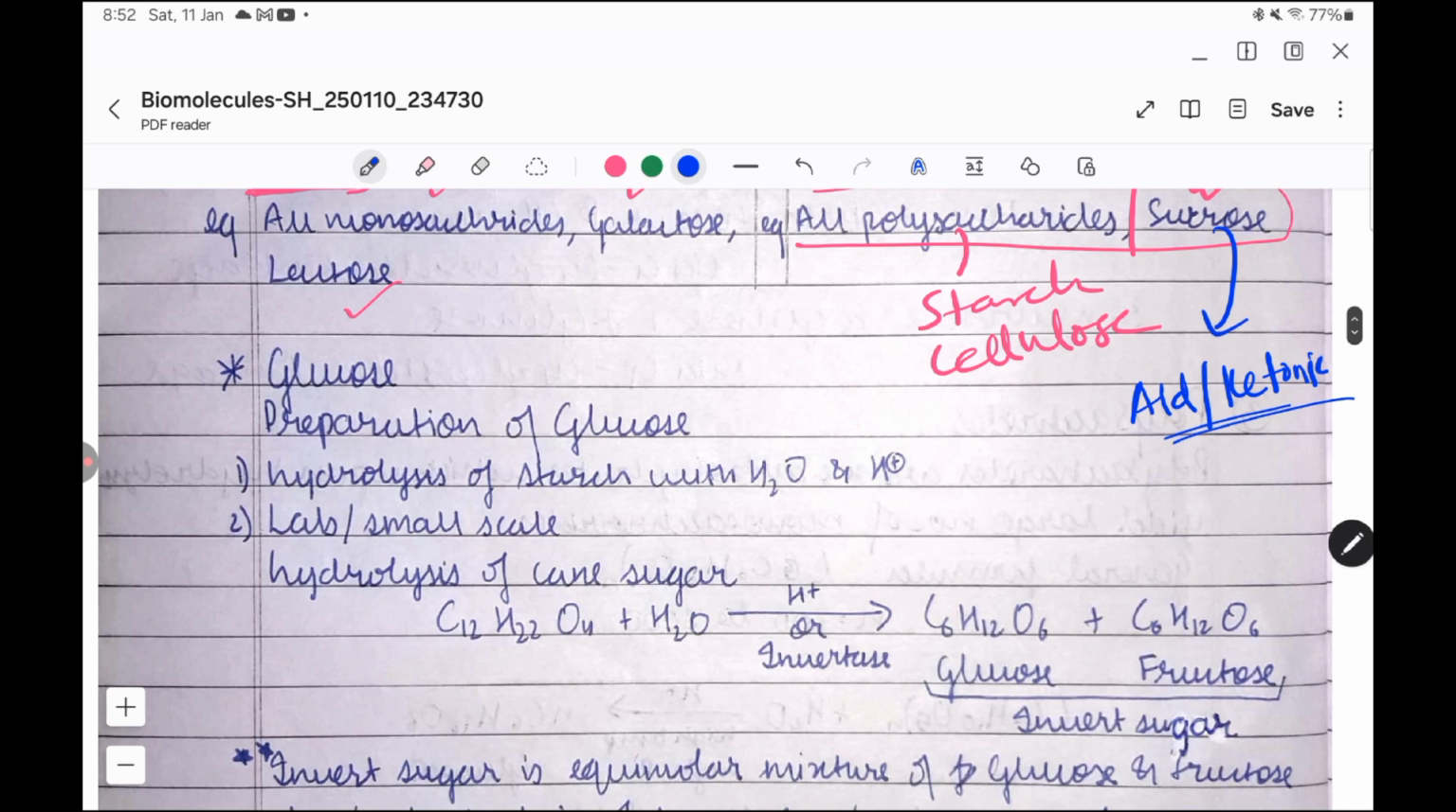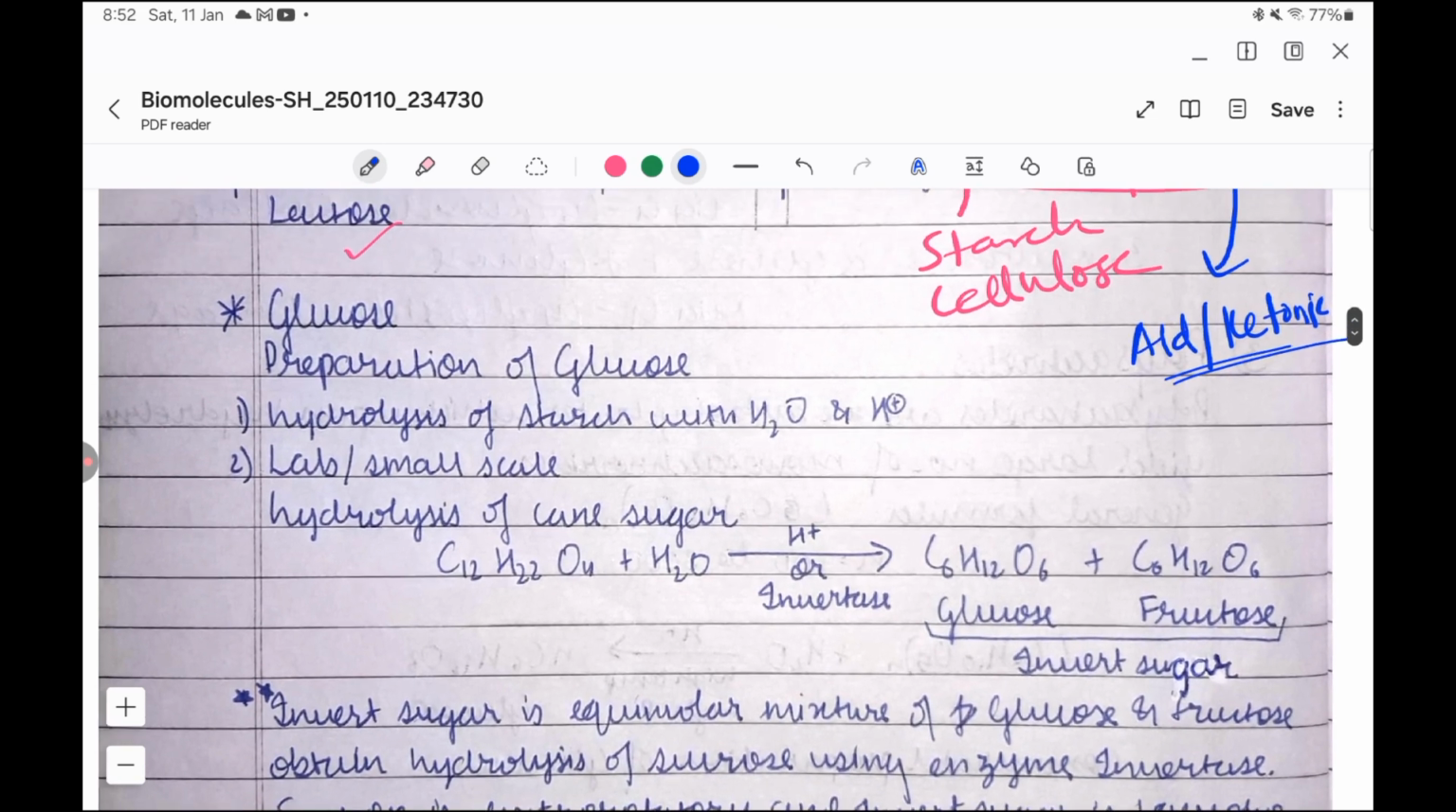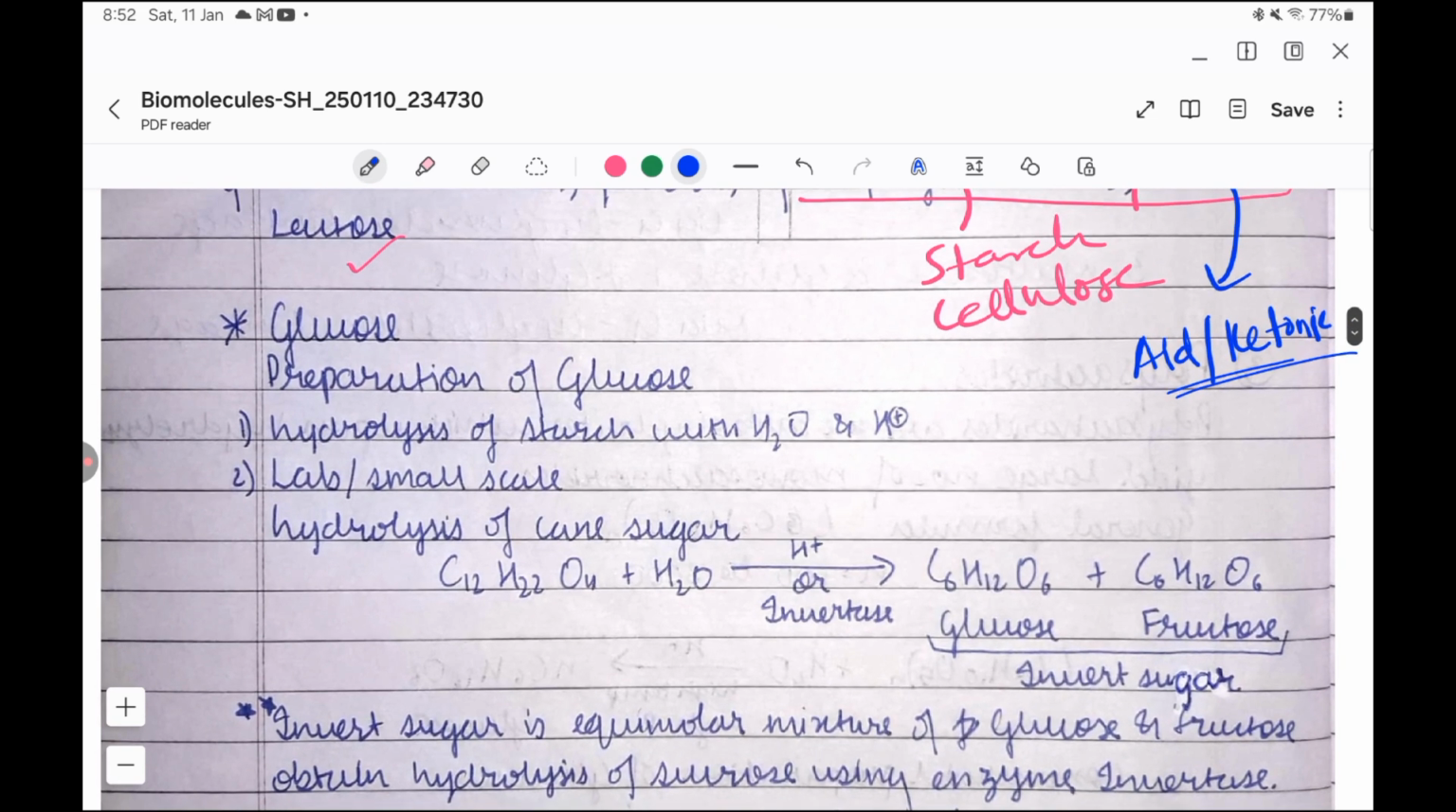Children, how we prepare glucose and the remaining part of it we are going to see in the next video. So till then, start studying. Your board examinations are coming.